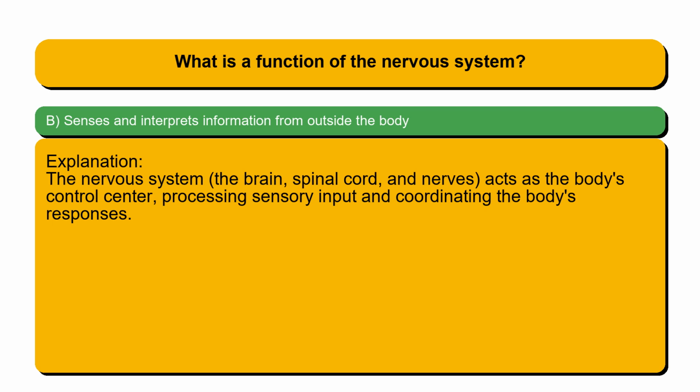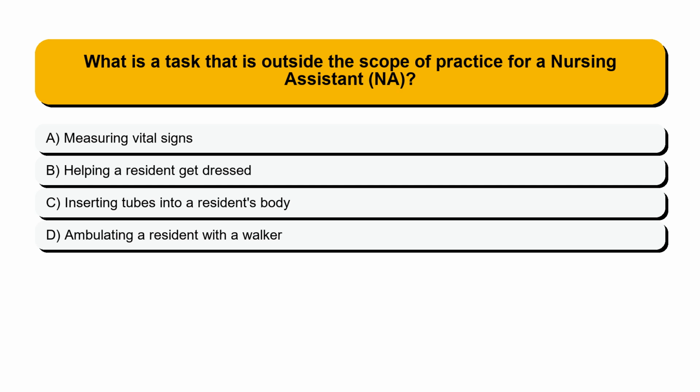The nervous system, the brain, spinal cord, and nerves, acts as the body's control center, processing sensory input and coordinating the body's responses. Question 22. What is a task that is outside the scope of practice for a nursing assistant? NA. Option A measuring vital signs. Option B helping a resident get dressed.